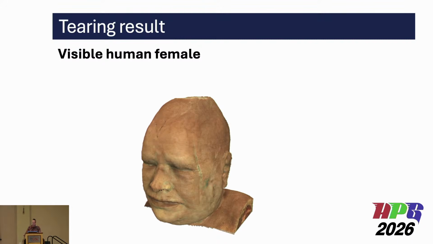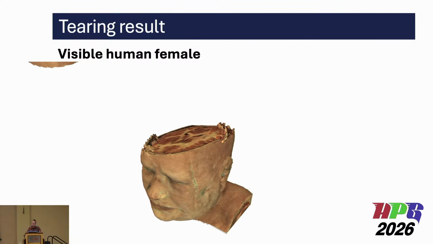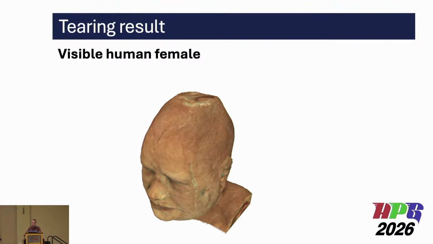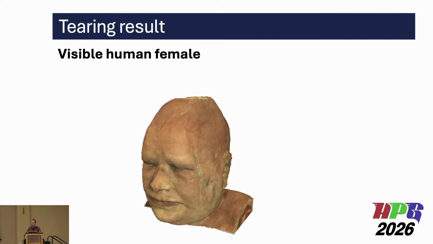And this video shows the progressive nature of the tearing interaction. We consider tearing a secondary interaction that will be used mainly when cuts don't go all the way through the model and the user wants to access the cut surface.